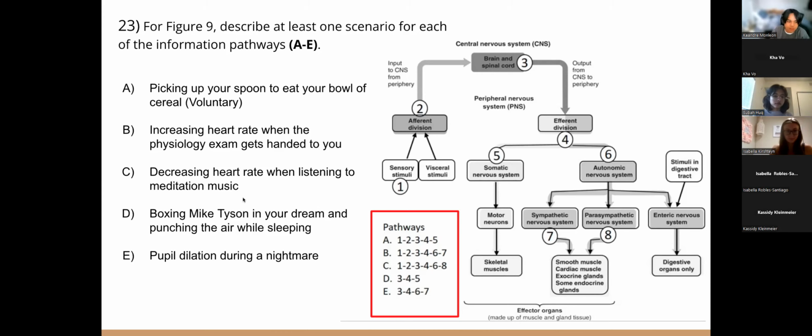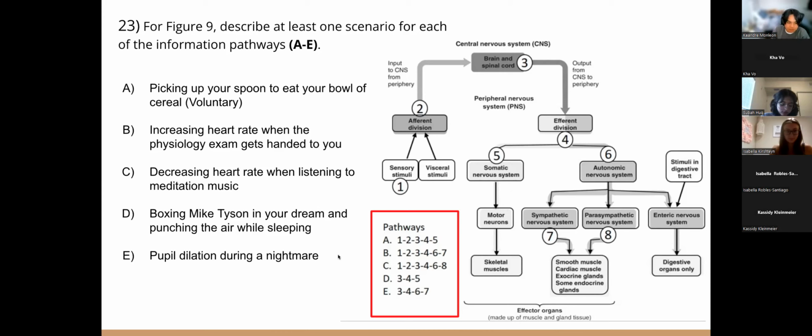brain and spinal cord. An example I said was probably boxing Mike Tyson in your dream and punching the air while sleeping. Because this is not derived from an external stimulus, all our thoughts and processes occurring in our brain are going to send out instructions to our arm muscles to start punching the air, but this is all occurring subconsciously. We're not aware of it, right?